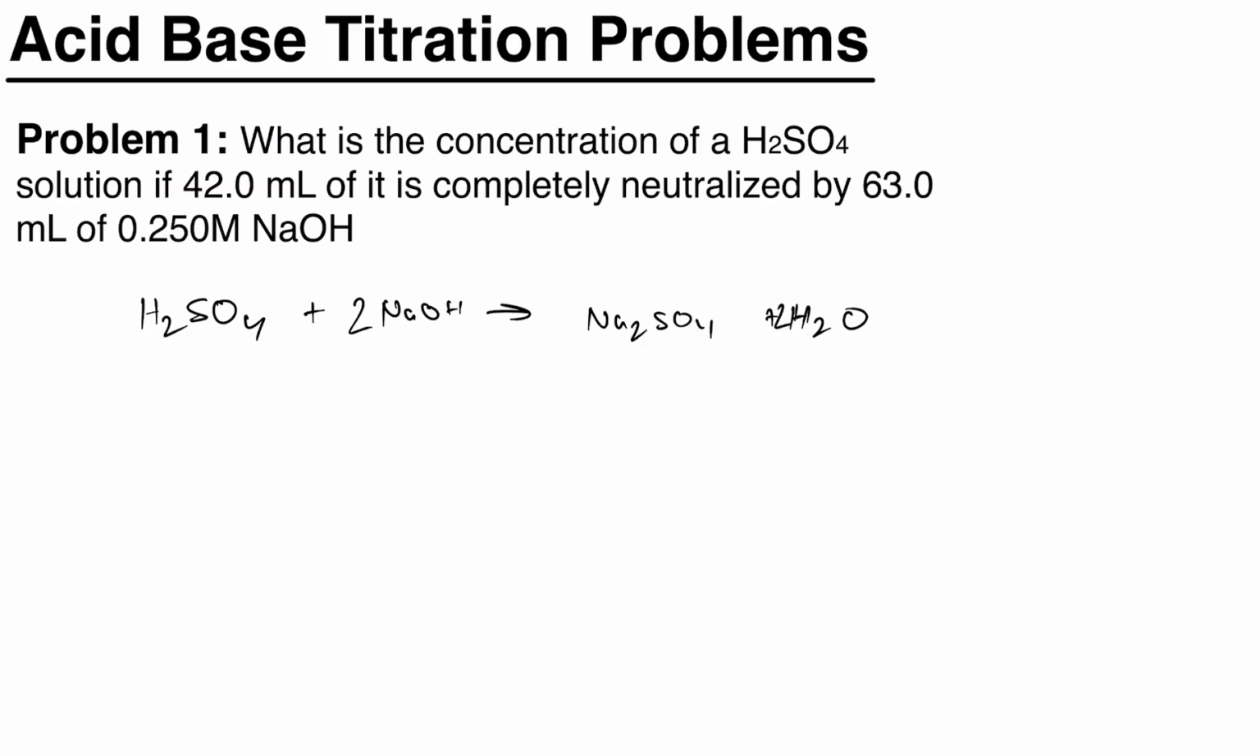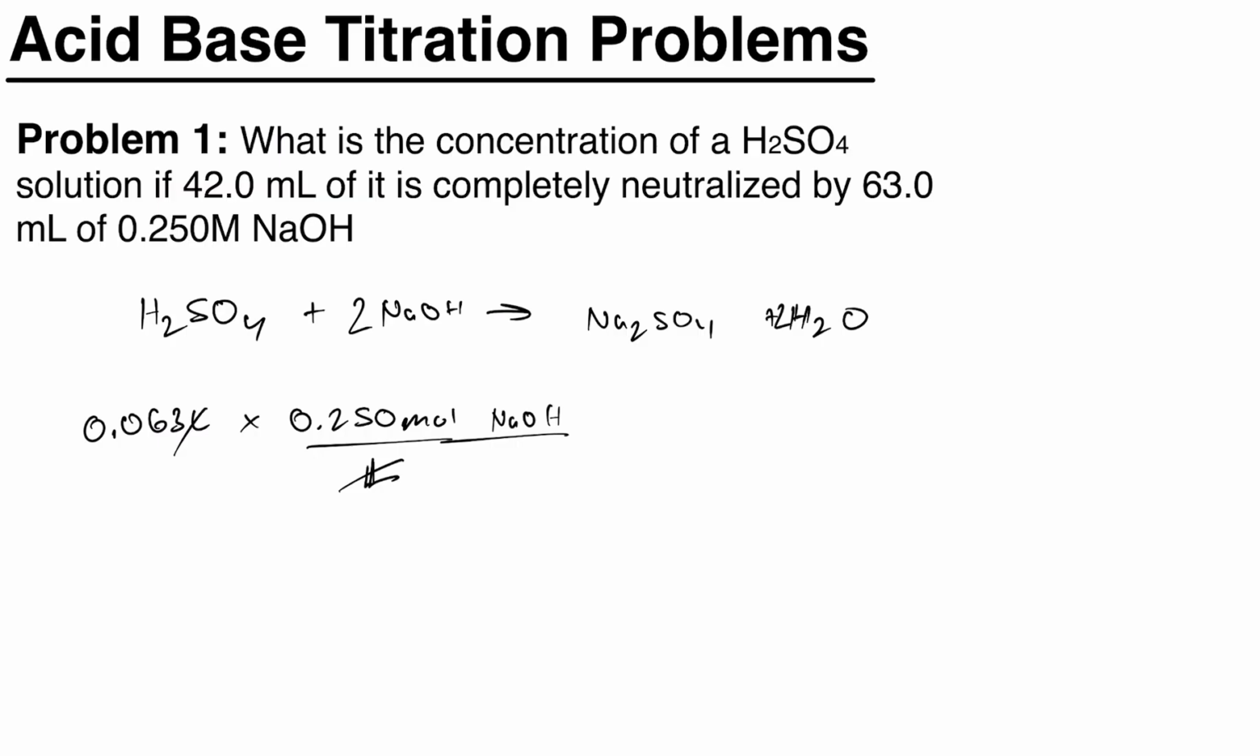So firstly, we're going to use our mole ratio. We're going to convert the 63 milliliters to 0.063 liters, and we're going to multiply that by the concentration of the NaOH, which is 0.250 moles per liter of NaOH. And using this, our liters are going to cancel, and we're simply going to be left with moles of NaOH on the top.